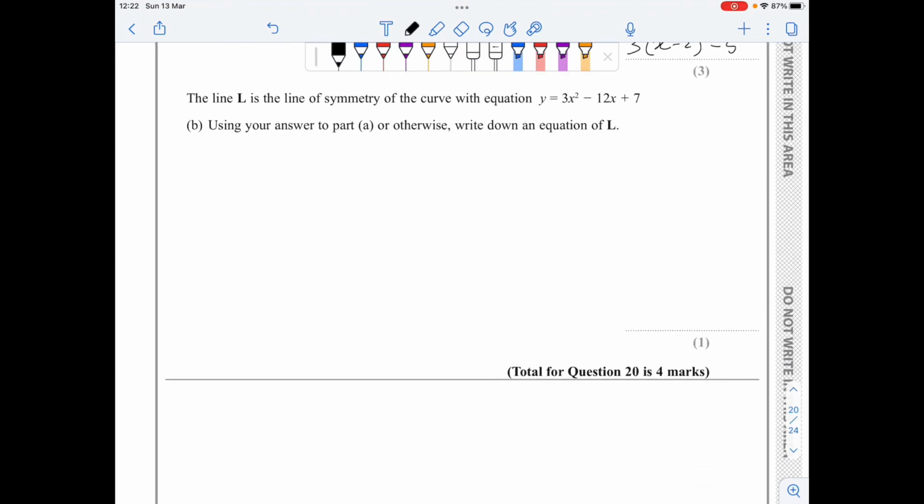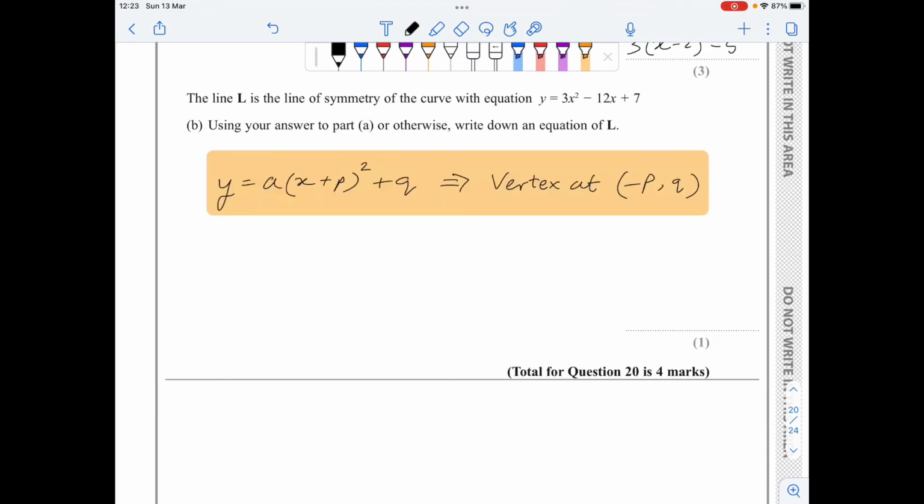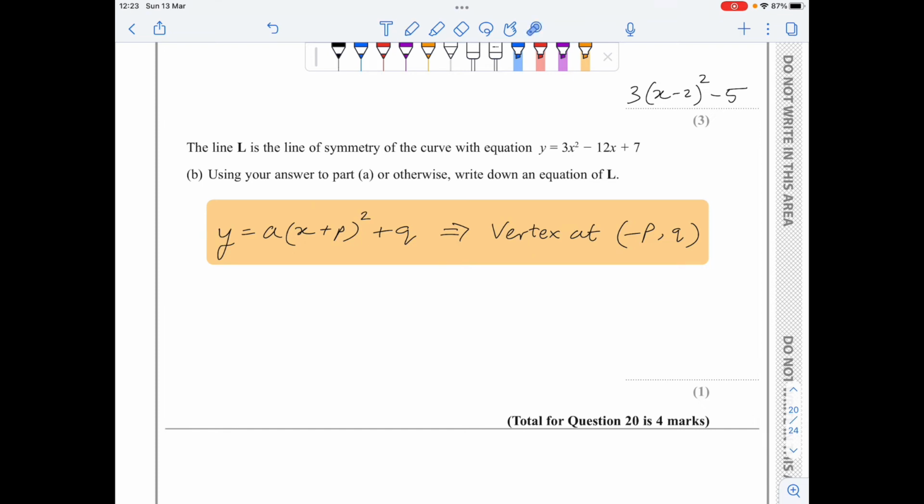For part B, I use the following fact. If I can write an equation in the form y equals a(x plus p) squared plus q, then the vertex is at the point (minus p, q). And since I've written my equation in this form, I can extract the coordinates of the vertex from this equation. So in our case, we've got minus minus 2, that's a positive 2, comma minus 5. And the line of symmetry is the vertical line that passes through the vertex. Hence, x equals 2 is the equation of the line of symmetry.